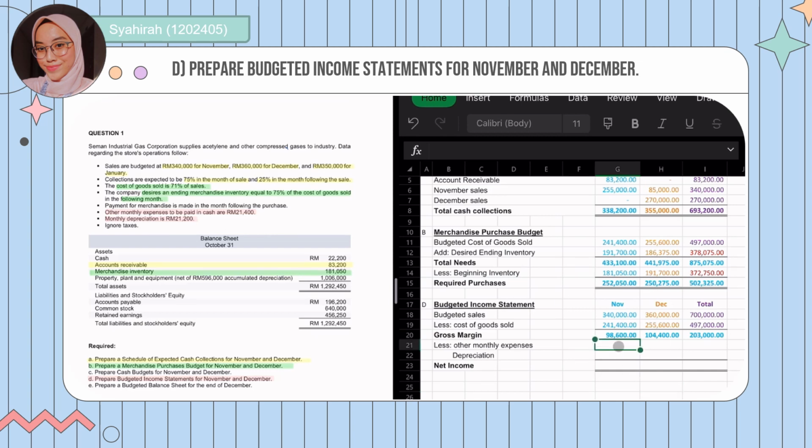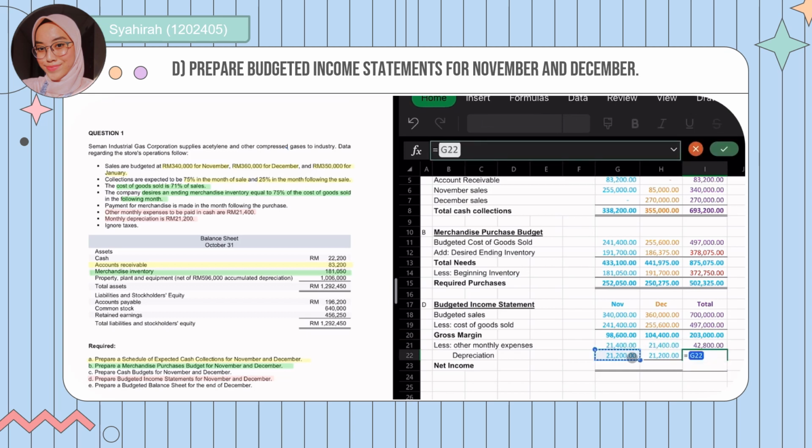So we just key in the data here. For other monthly expense is 21,400. This for depreciation is 21,200. The same, just copy it like this. This is so that you won't do double work, and then you just need to total. Just total like we did before, like this, and then we will get the total, just the same.